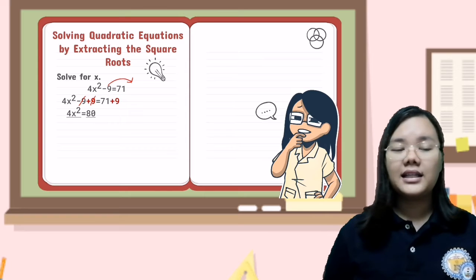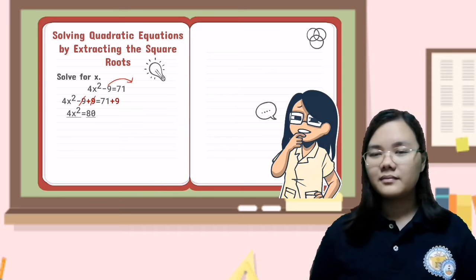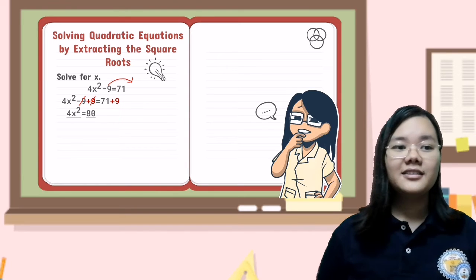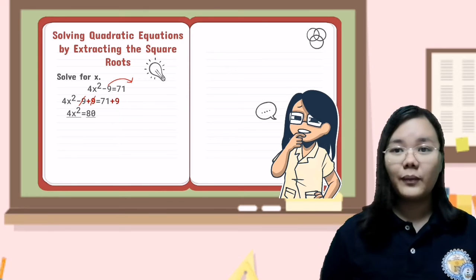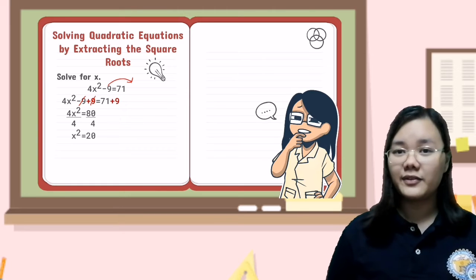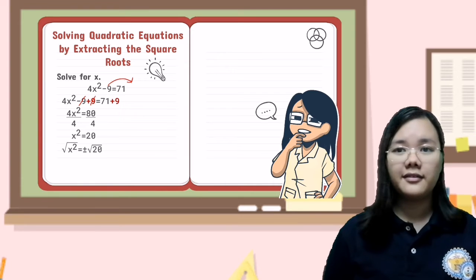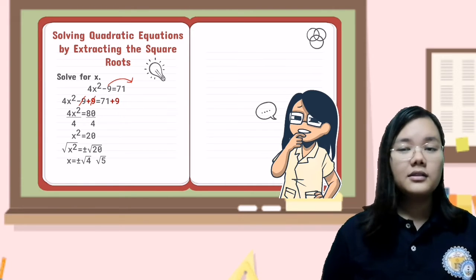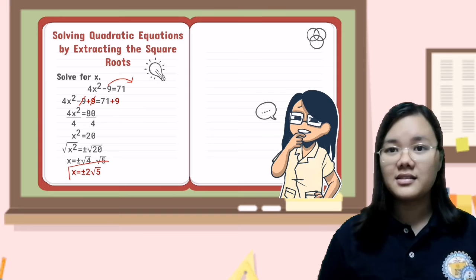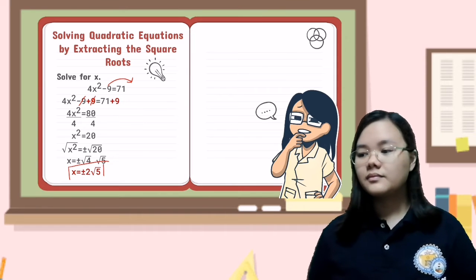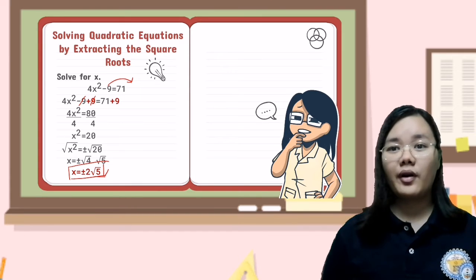4x squared equals 80. And since a is not equal to 1, we must divide both sides by 4. So x squared equals 20. And 20 is not a perfect square, so we must only simplify. The factors are 4 and 5, and 4 is a perfect square. So our final answer is x equals... Albedo? Yes. Positive and negative 2 square root of 5.